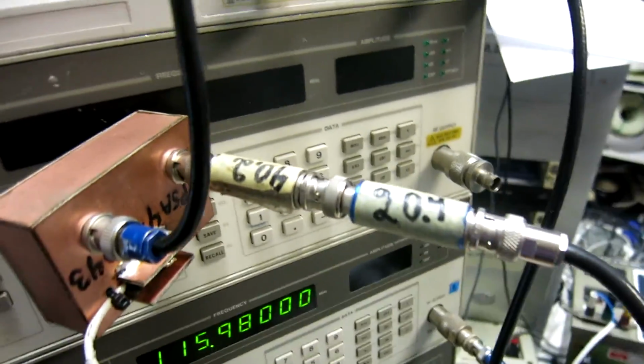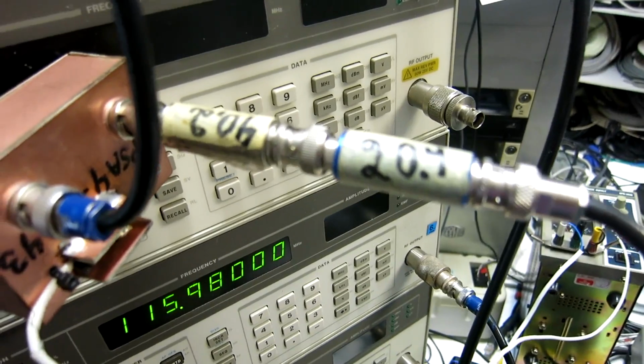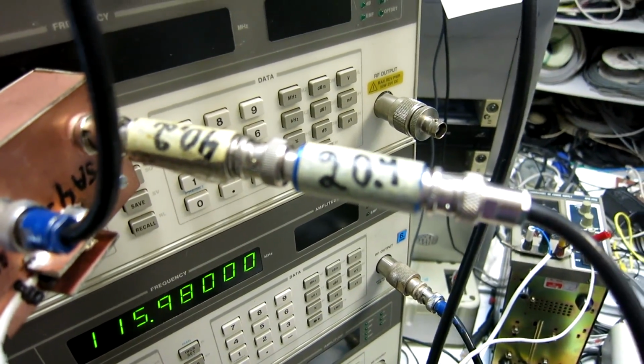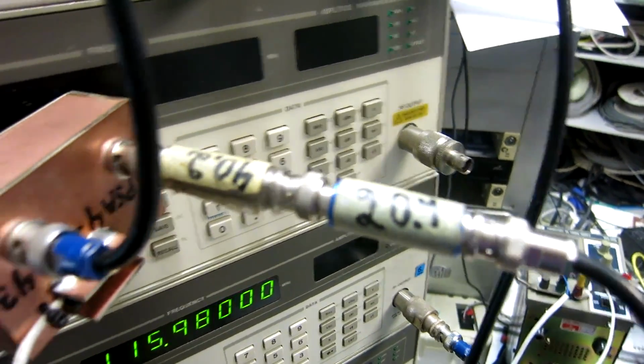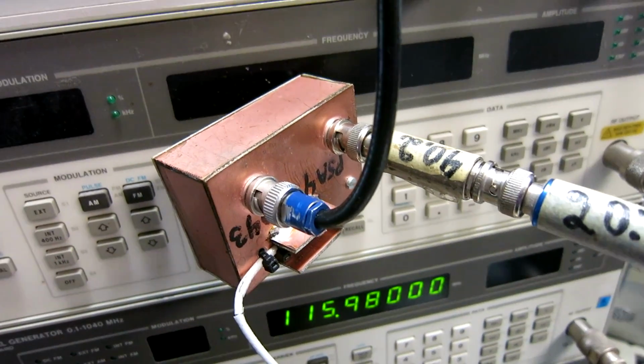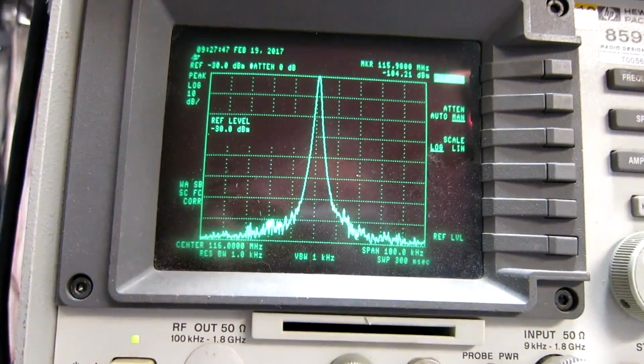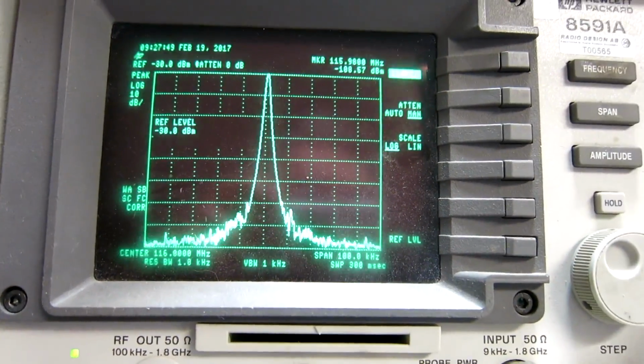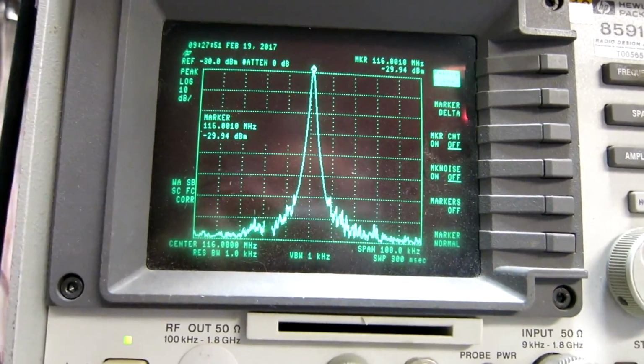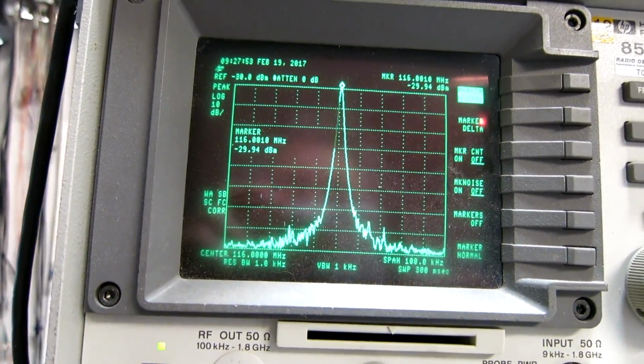And at this time I have 60 decibels of attenuation instead of the crystal filter, followed by a low noise amplifier, and then into the spectrum analyzer. The signal level right now is minus 30 dBm.